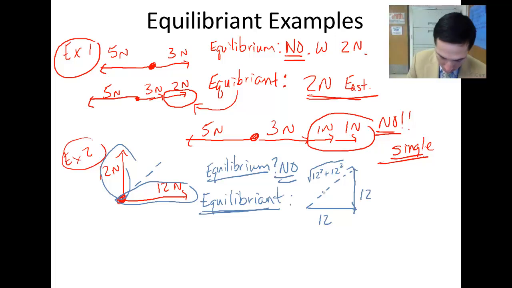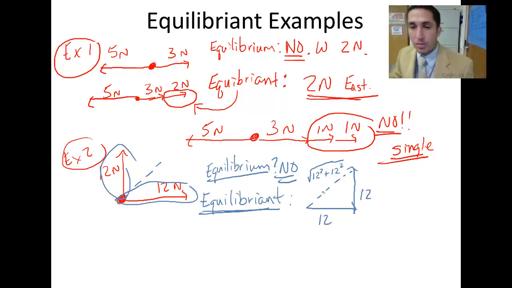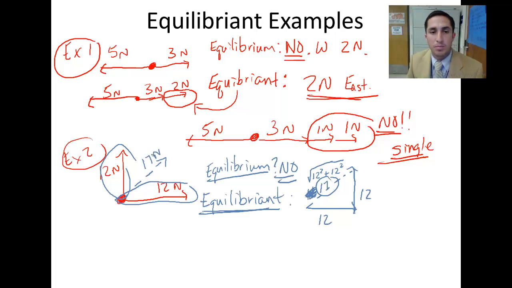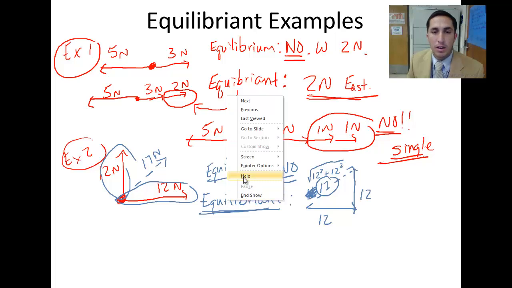Yay, I'm back. Alright, let's see. Square root of 12 squared plus 12 squared is 16.97. So, the resultant force that it's pulling with is 16.97. Let's just call it 17 for the sake of this example. 17 newtons. So that means it's being pulled in this direction with a force of 17 newtons. Do you agree?